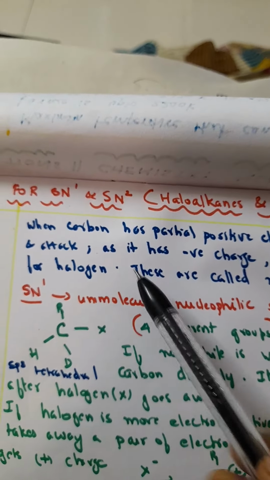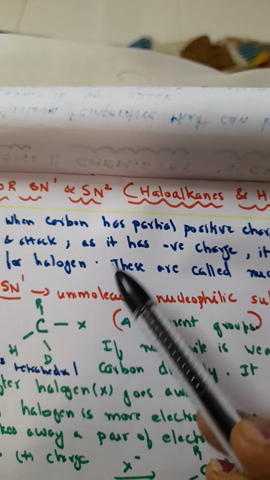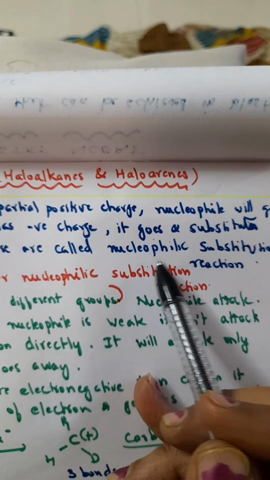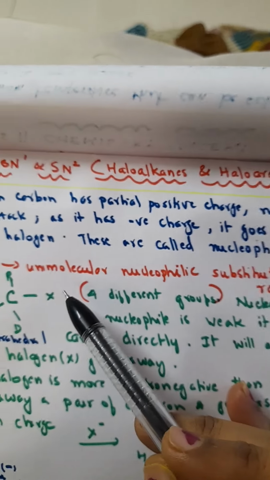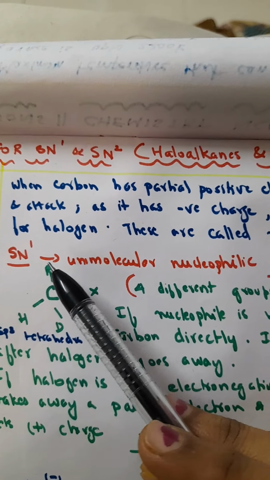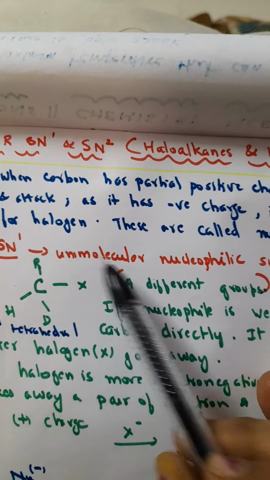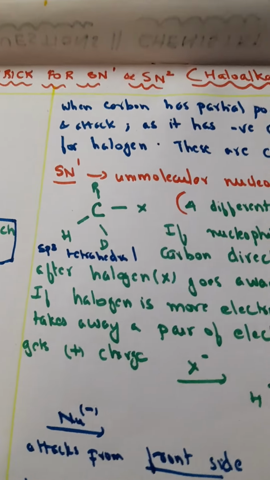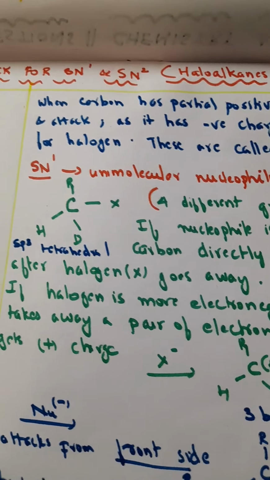So it goes and substitutes for the halogen. So X is removed from that, and in that place the nucleophile will come and attach, and these are called nucleophilic substitution reactions, or we also call SN1 the unimolecular nucleophilic substitution reaction. Okay, hope this much is clear to you.